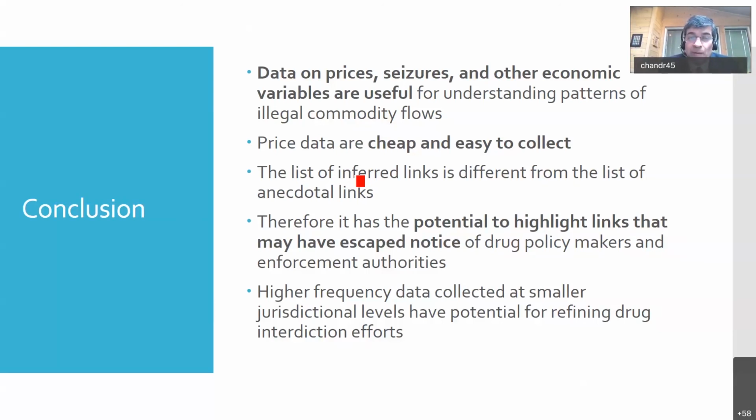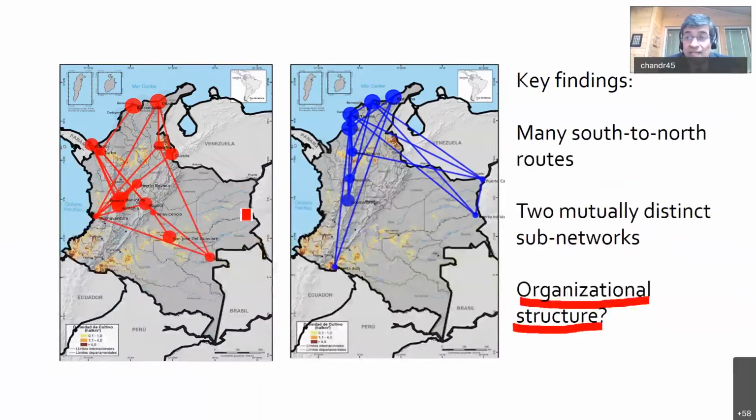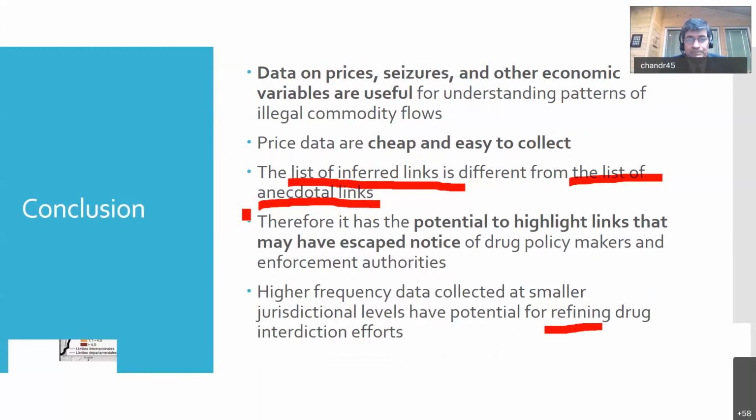A very important point I want to reiterate is that our list of inferred links is invariably different from the list of anecdotal links. So you always find linkages in the inferred list that are not in the anecdotal list. So there is always this element of value added. And sometimes, in some cases, it's actually quite striking, like this case of two possible mutually exclusive sub-networks in Colombia. Okay? So it has the potential to highlight links and phenomena that may have escaped the notice of drug policy makers and enforcement authorities who routinely report in an anecdotal manner what's going on.